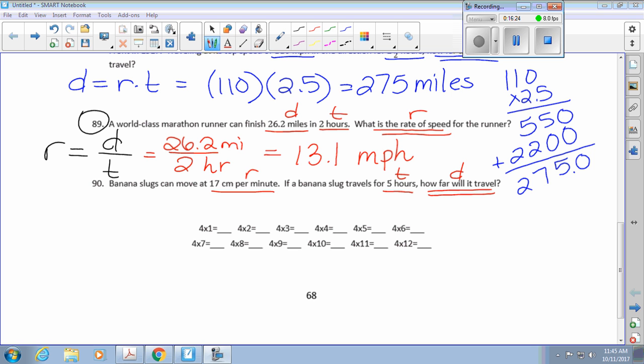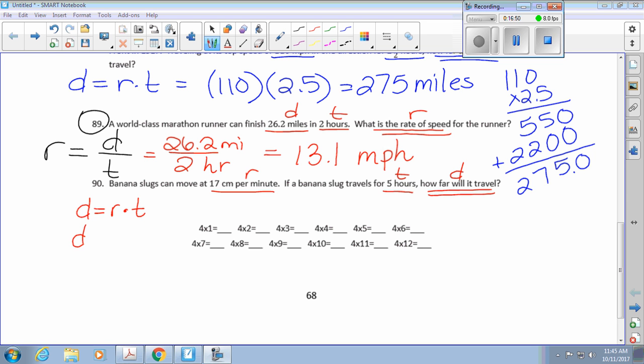All right. So we have two choices here. We can either figure out what the banana slug's rate is in terms of hours, right? Or we can figure out how many minutes are in 5 hours. Okay? So we can do it both ways. I'll show you both ways actually. So either way, we're looking for our distance, right? And our distance equals rate times our time.